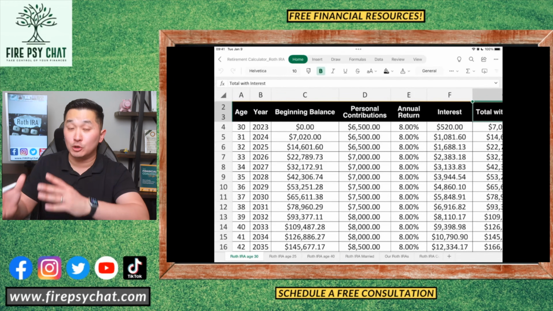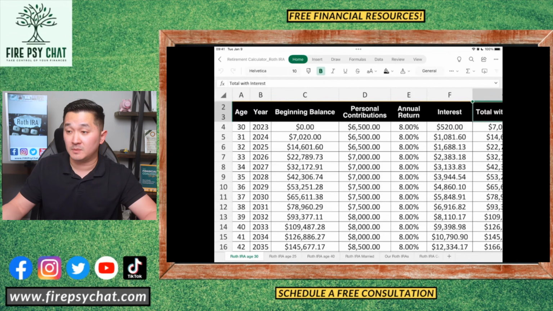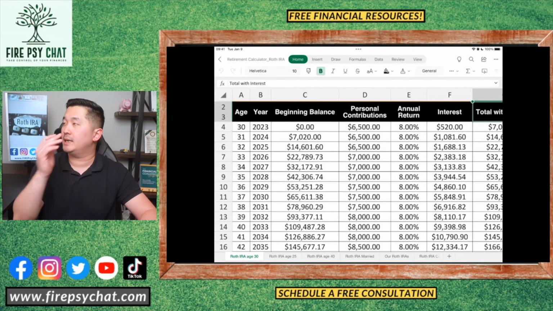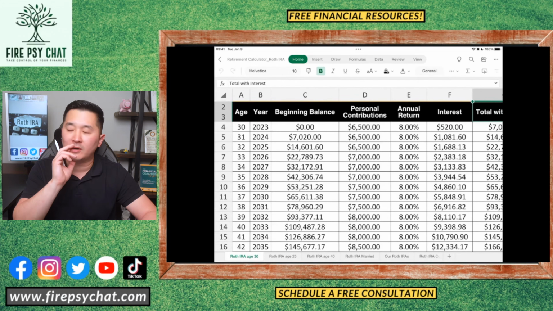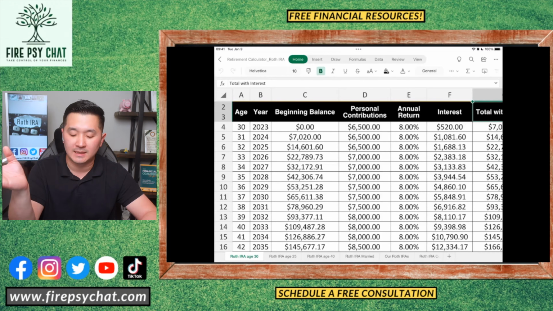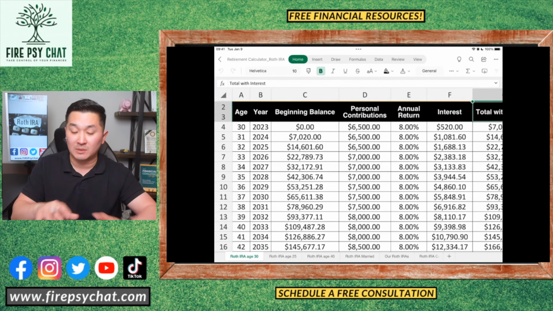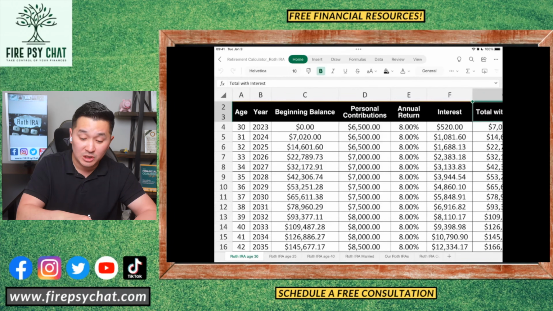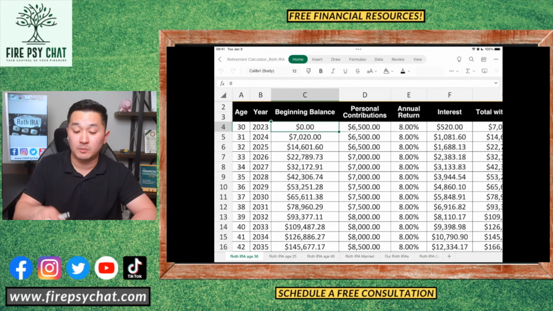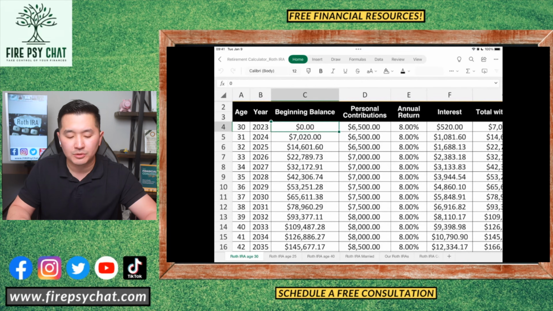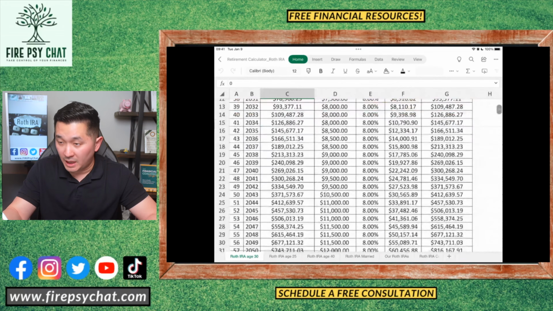So when you download the spreadsheet by going to firespreadsheet.com/resources, it'll say retirement calculator. I can't remember the file name, but you're going to be able to see it. You can just download this and play around with the numbers, put your own age in there this year, and then put however much money you have in the beginning balance and just play with the numbers. Personal contribution limit, I increased it by $500 every 3 years, okay? And with an 8% average annual return.